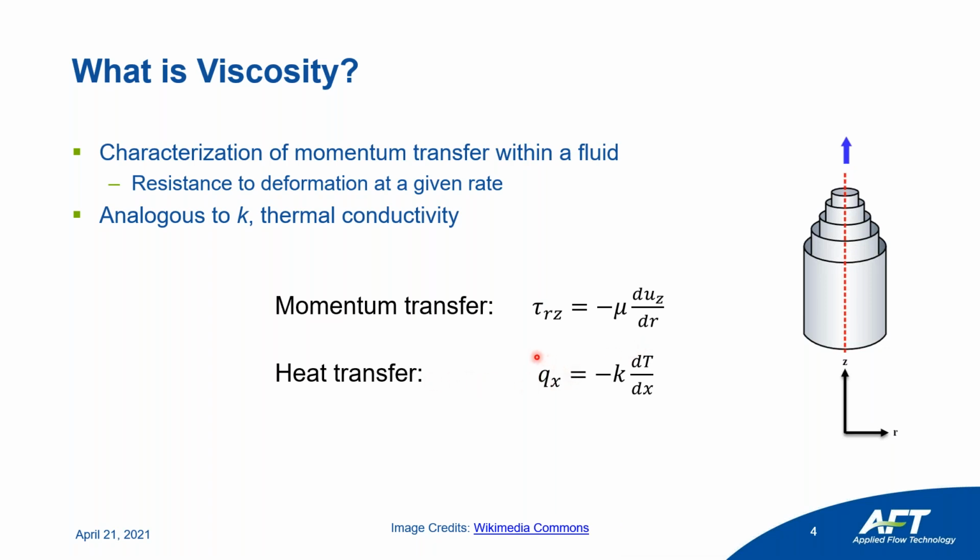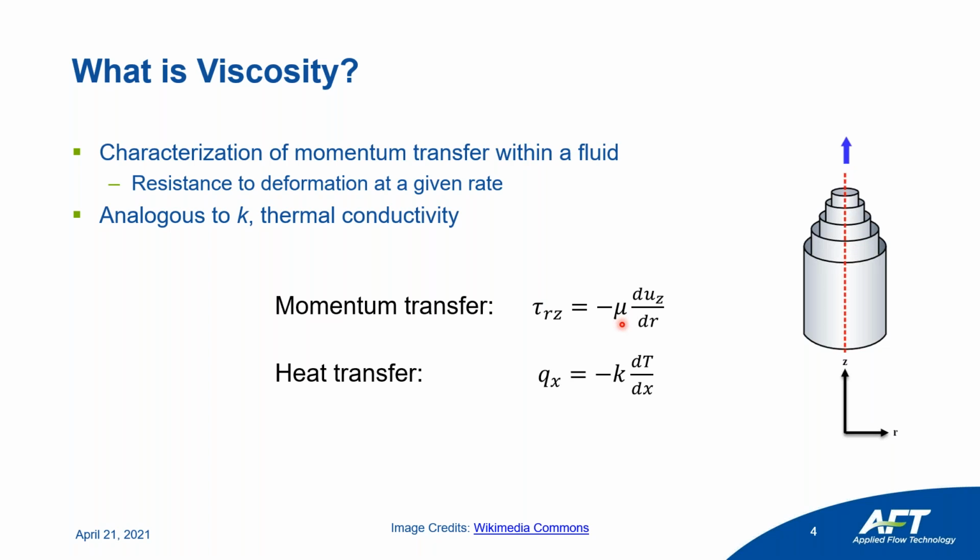So heat transfer, we can say that the heat rate in our x direction is equal to our negative thermal conductivity, or our resistance to heat transfer, multiplied by our thermal gradient, dT/dx. So just like the total rate of heat traveling in a given direction is equal to the forcing function, our temperature gradient, multiplied by the material's conductivity, we can say that our momentum transfer is equal to the velocity gradient multiplied by the material's ability to conduct or to transfer that momentum.